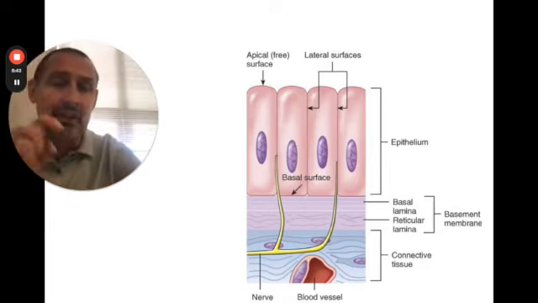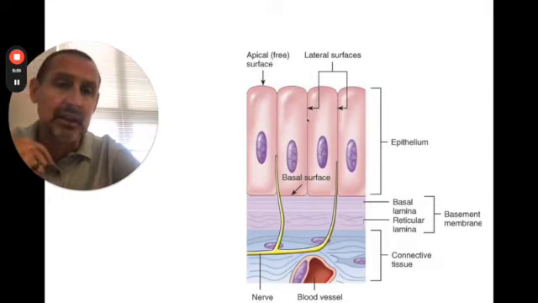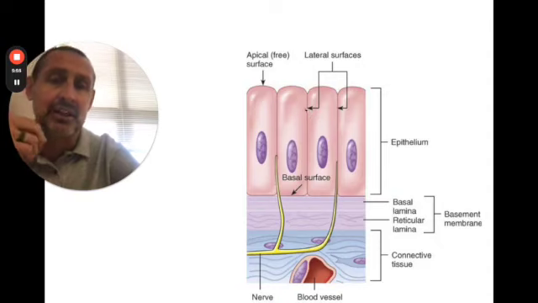The apical surface is going to be touching nothing. The basal surface is going to be connected to that basal membrane. This layer or connection in between those epithelial tissue cells is called the lateral surface.